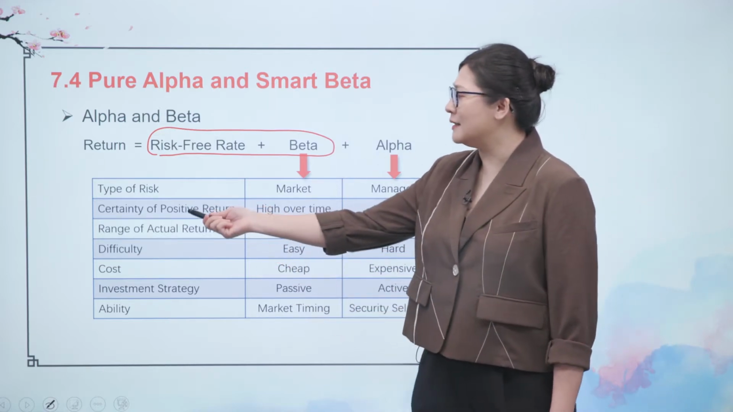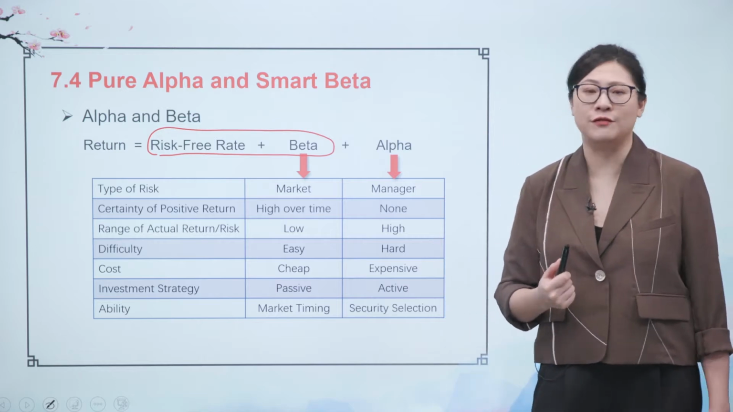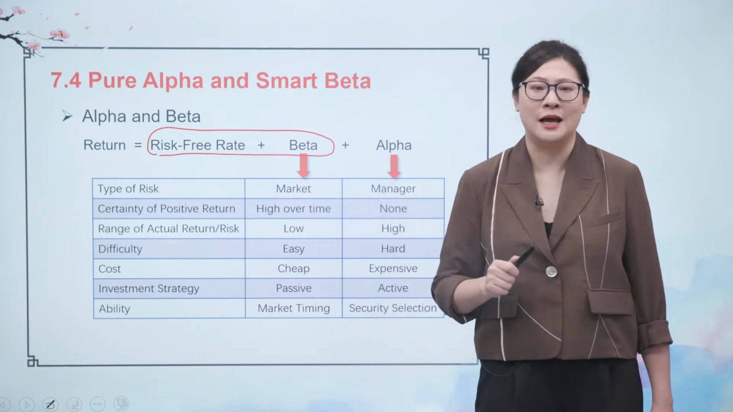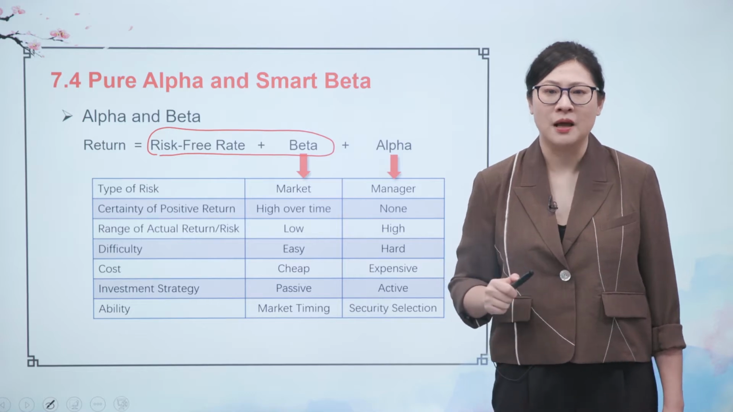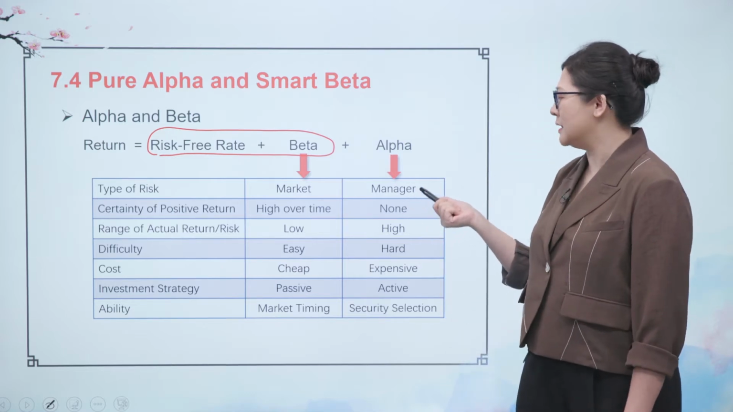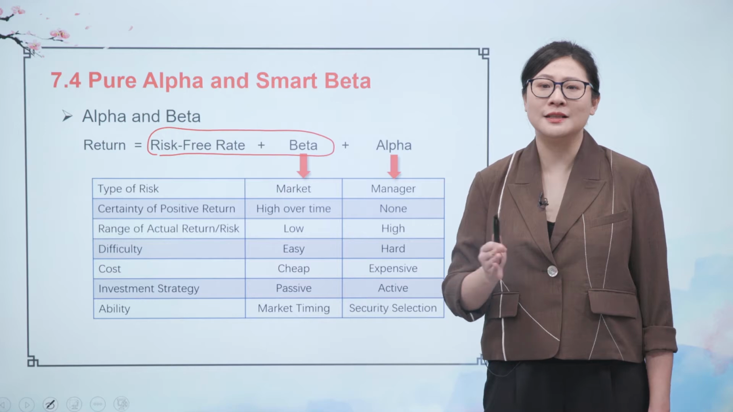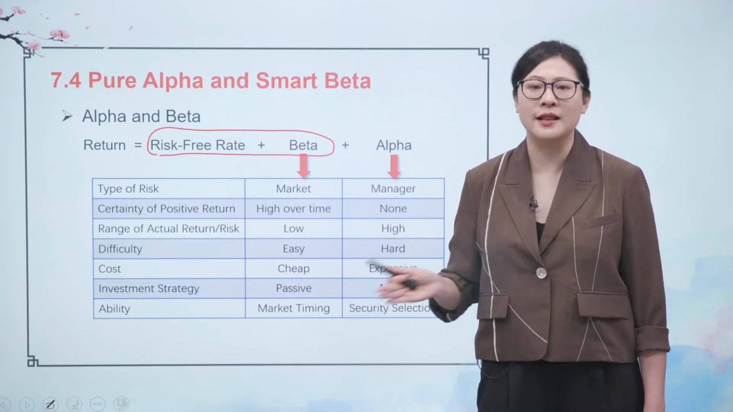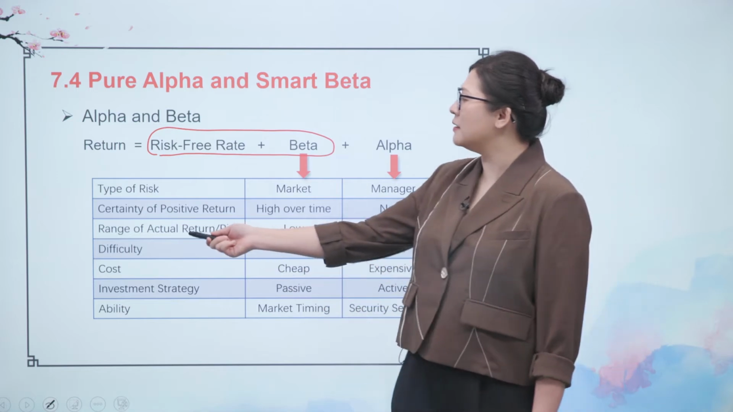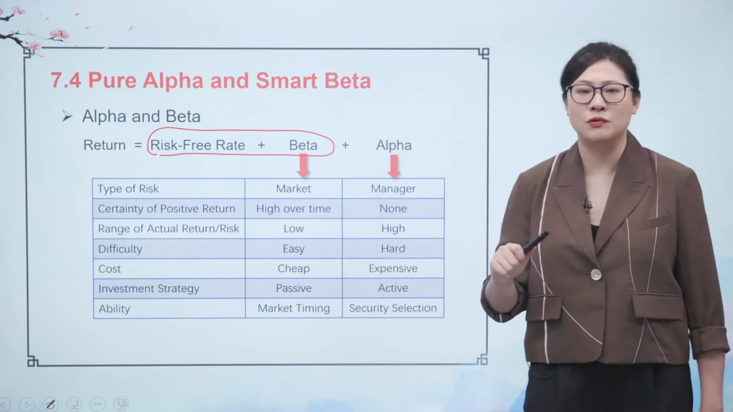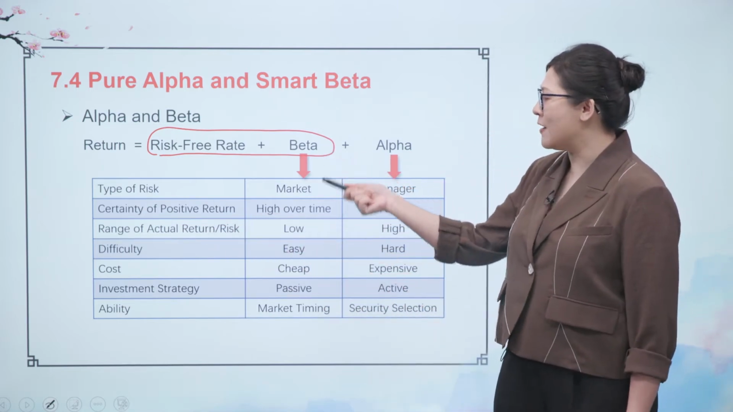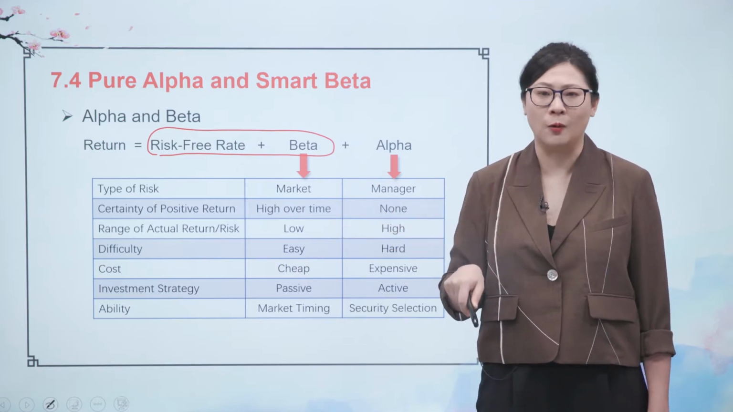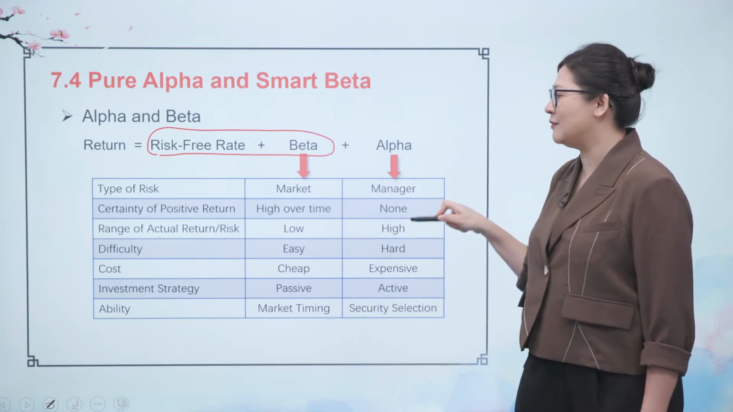The second one is the certainty of positive return. For beta, there is a high certainty of getting the beta return. But for alpha, there is no certainty. It is uncertain whether you will have a positive return or a negative return. The third is the range of actual return or risk. For the beta part, the actual return and risk is low, and for the alpha part it is very high.